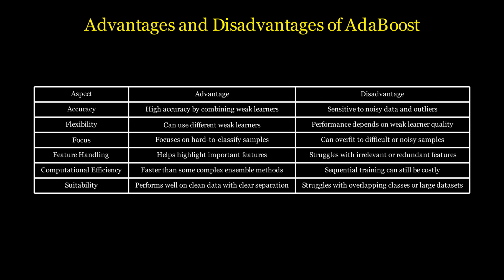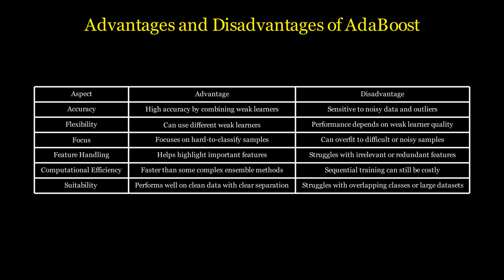Another advantage is that AdaBoost tends to highlight important features, especially those involved in difficult classifications. However, it can struggle if the data contains many irrelevant or redundant features. AdaBoost is generally faster than some other ensemble techniques like gradient boosting, because it works with simple weak learners. Still, the sequential training process can become expensive on very large datasets.